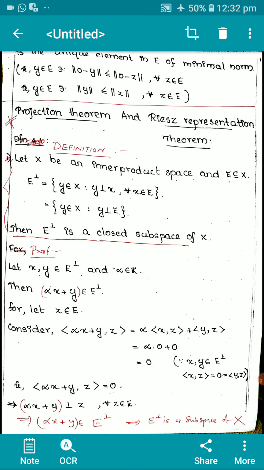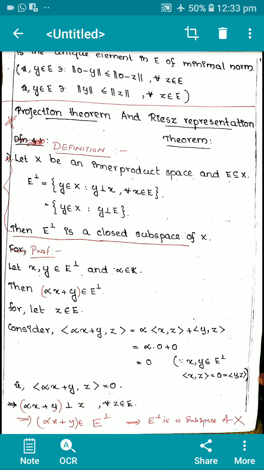Unique element in, no, that is the continuation. The other statement is: which is the unique element in E of minimal norm. It can be explained like this. y in E is said to be of minimal norm if norm of 0 minus y is less than or equal to norm of 0 minus z for every z in E, or norm of 0 minus y, that is norm y, is less than or equal to norm of 0 minus z, that is norm z, for every z in E. And that is about the theorem.